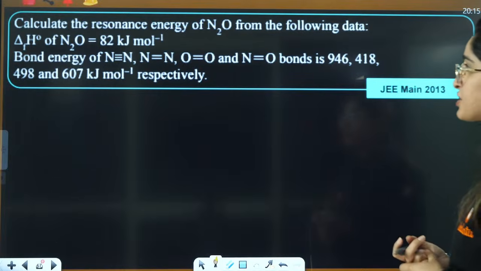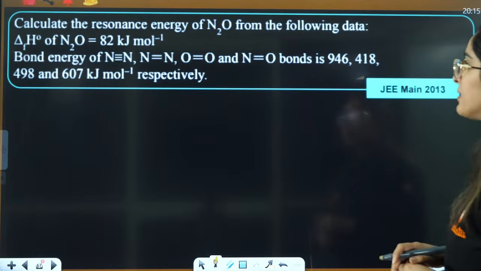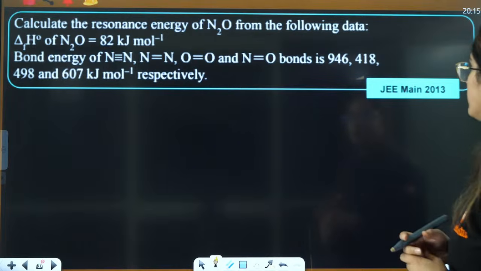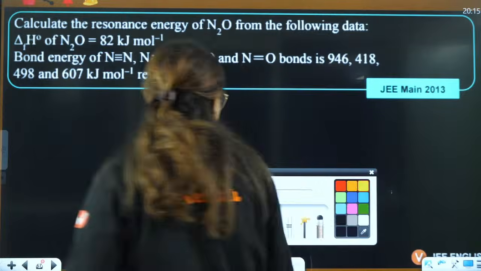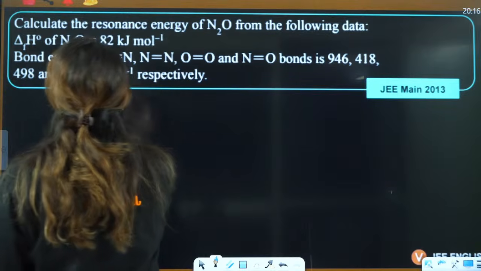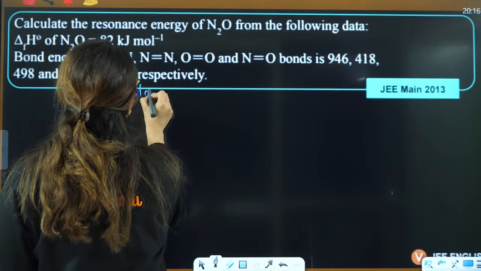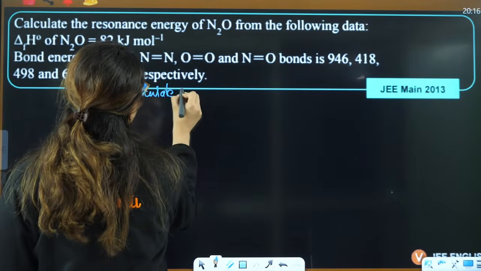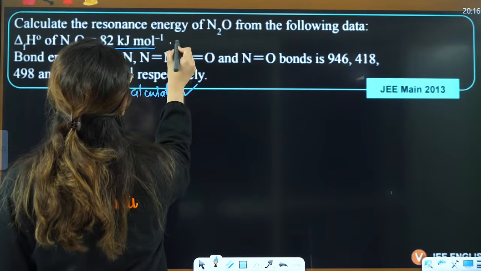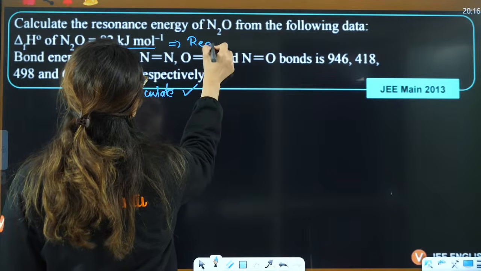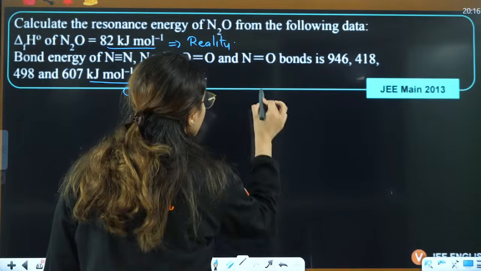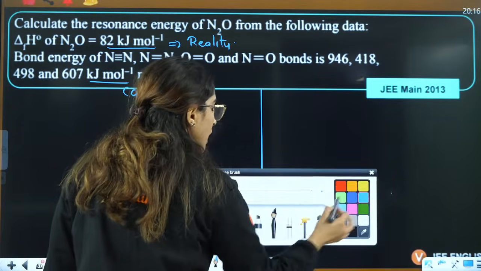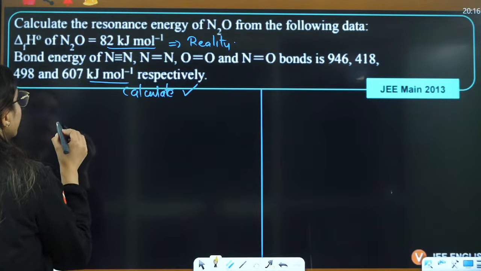Delta H formation is given. Bond energies of these bonds are also given. So see, this is what you will calculate, what you will think, and this is what is reality. So let's understand how to first answer what is calculated.